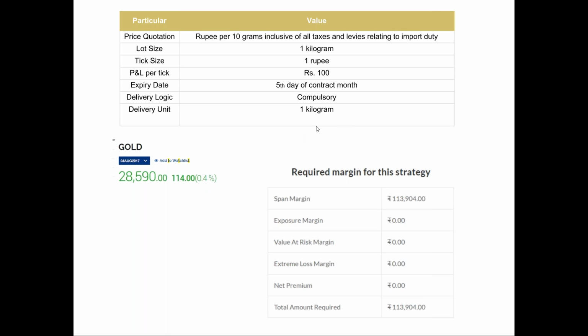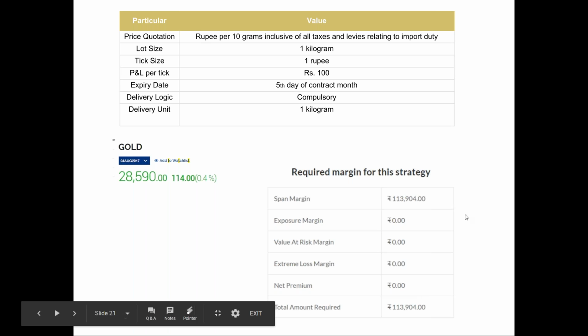Now, don't get so caught up in the delivery logic. In essence, if you're trading currency futures or equity futures, everything is settled in cash, right? But with commodities, it's actually settled in physical delivery of the product. Now, if you're executing through Upstox Pro, you have to square up your position before expiry. So don't hold on to futures positions until expiry, just like how on equity futures you don't want to do that. Same thing. You want to square up your position before expiry.